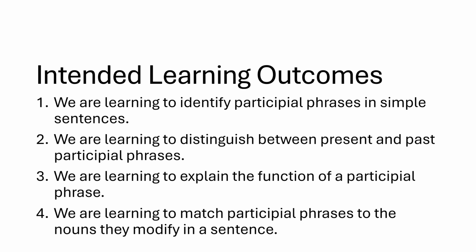There are 4 intended learning outcomes to achieve by the end of the lesson. 1. We are learning to identify participial phrases in simple sentences. 2. We are learning to distinguish between present and past participial phrases. 3. We are learning to explain the function of a participial phrase. 4. We are learning to match participial phrases to the nouns they modify in a sentence.